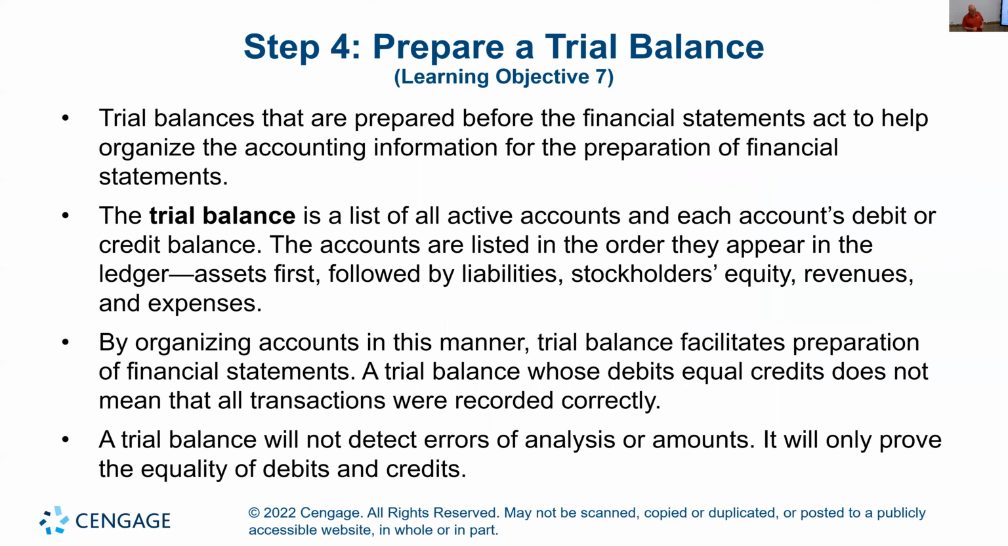They're going to be listed in a specific order. They are going to go assets first, then we're going to list our liabilities, and then we're going to list the equity, then dividends, then revenues and expenses. So you would write them all out, and then you would enter their amount, whether it was a debit amount or a credit amount.